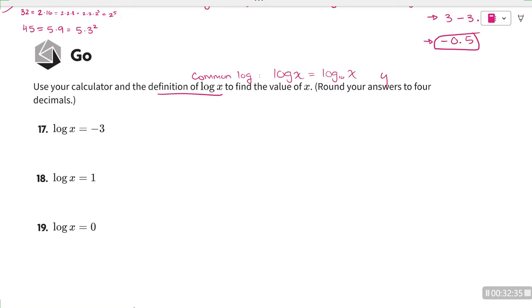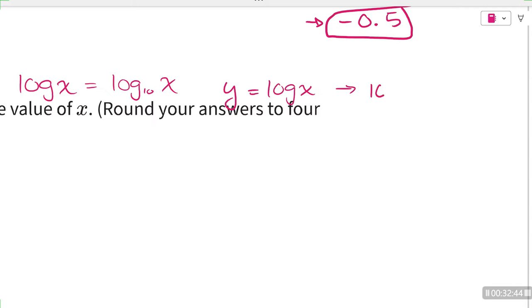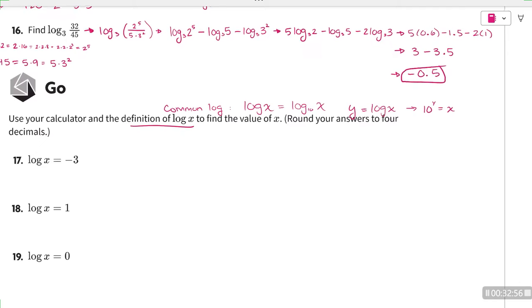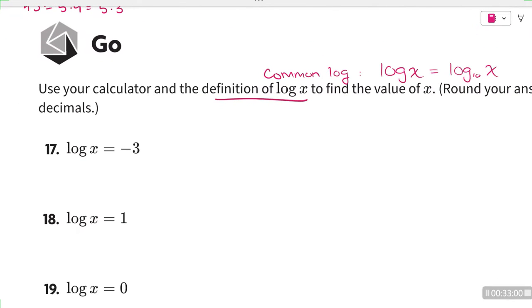If I write it as y equals log of x in exponential form, this can become 10 to the y equals x. The input of the logarithm becomes the output of the exponential, and the output of the logarithm becomes the input of the exponential. So that input and output are sort of reversing. So we actually don't need our calculator for many of these. We can do these in our head.